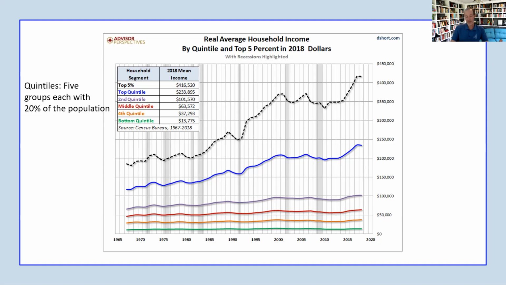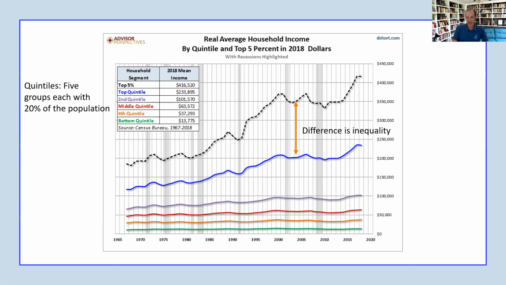And the general take-home point from the slide is the rich have gotten richer and everyone else has sort of stayed the same. So the difference between the lines is inequality. So the difference between this top dashed line, which is the top 5%, and the blue line at any given year is inequality.